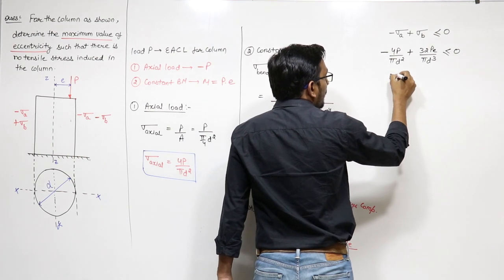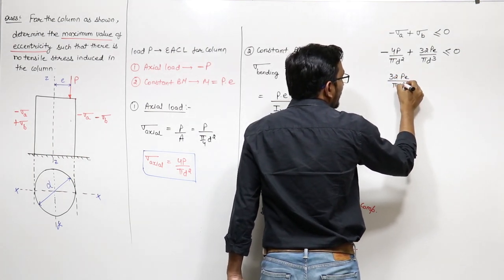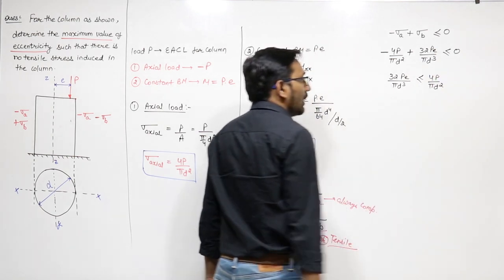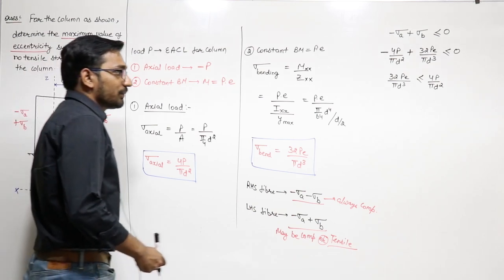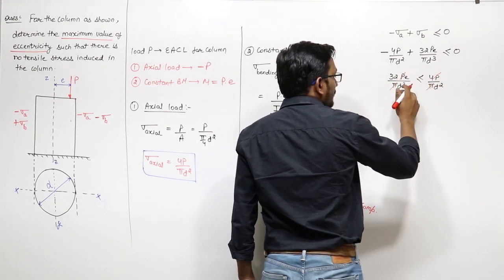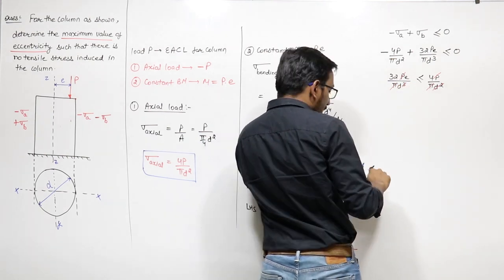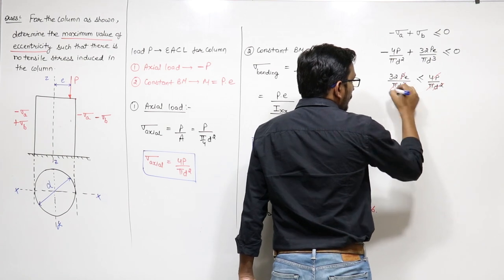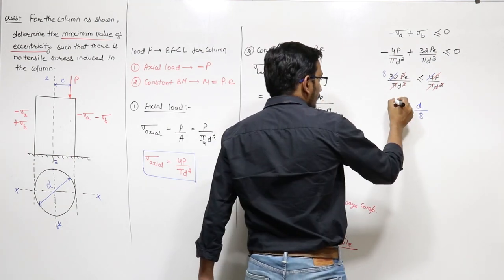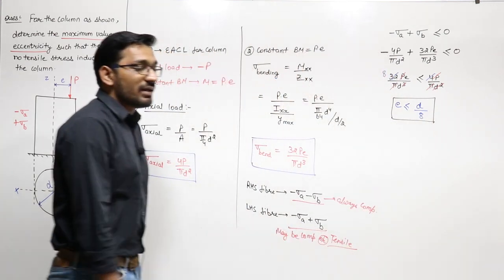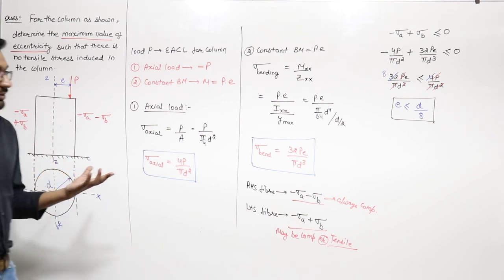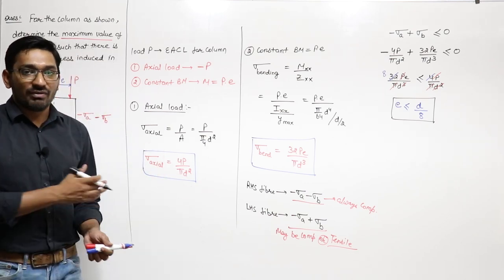So from here I can write 32PE upon pi D cube, taking this on this side, less than or equal to 4P upon pi D square. If you solve for this, P will cancel, pi will cancel, and the square will cancel with the cube. So E should be less than or equal to D upon 8, since 32 by 4 is 8. If the value of eccentricity is less than or equal to D by 8, then there is no case that a tensile stress is developed in this case.